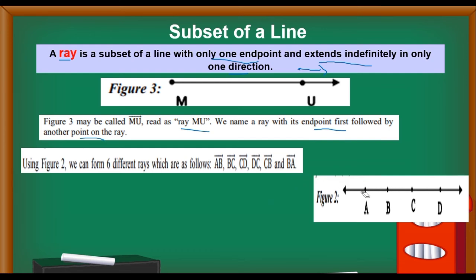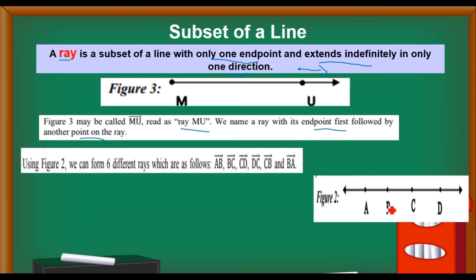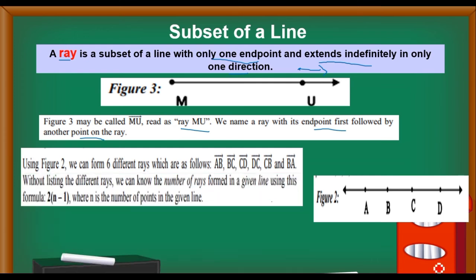Pwede rin po ray AC, ray AD. So, pwede siya. Pwede basta makaka-form po tayo ng ating ray, or isang endpoint at isang arrow. And then, without listing the different rays kagaya kanina. So, kahit hindi natin isulat lahat ng ray, kasi minsan marami pong binibigay na points, 'di ba?